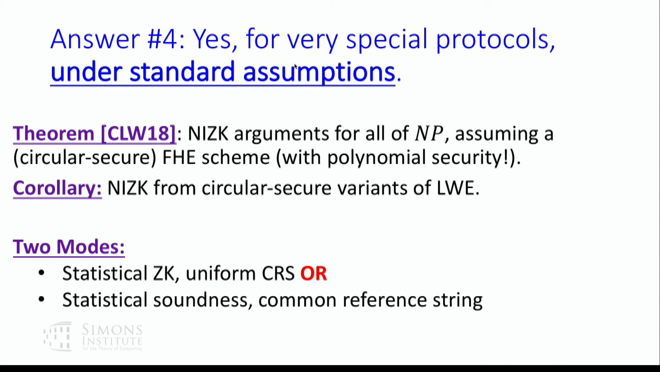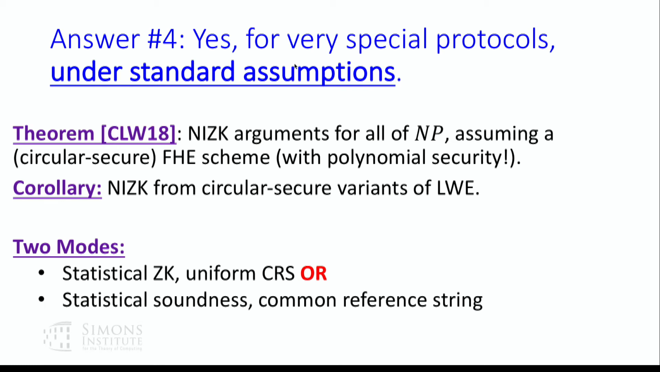Even more nice things, we get a dual mode NISX, so you can have either statistical soundness or statistical zero knowledge. This should sound a little strange, because even a random oracle doesn't give you a statistically sound protocol. Necessarily, because when you use a random oracle, there will exist false accepting proofs, accepting proofs on false statements. But somehow we can actually even get statistical soundness by playing around with the LWE.